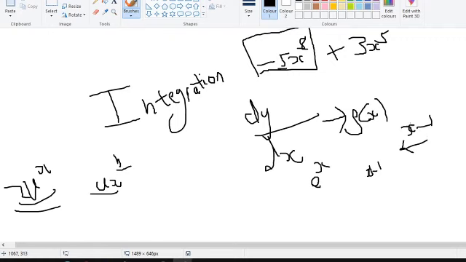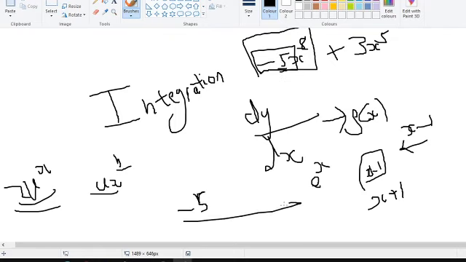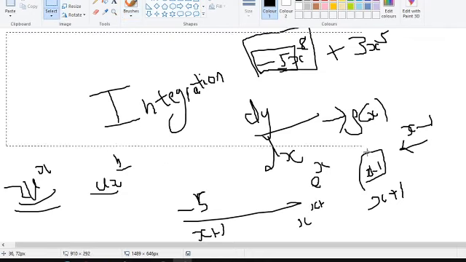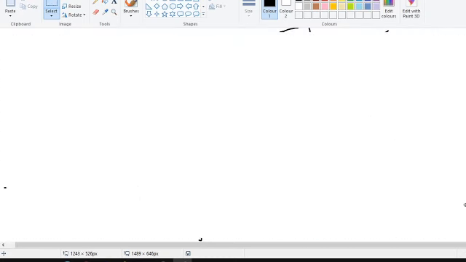So subtract 1 in differentiation, add 1 in integration, and what you do with that new value, so that x plus 1 value, is you divide by your number in front of the x. That is basically your new equation. That is the x plus 1, so the thing you had previously, and then on that thing you divide it by the new power.